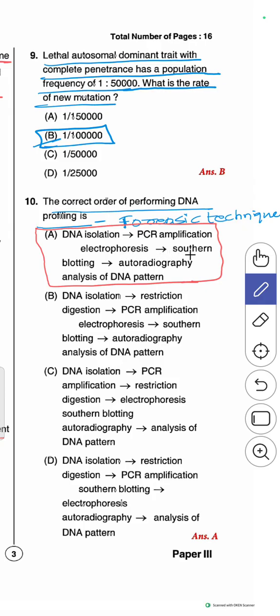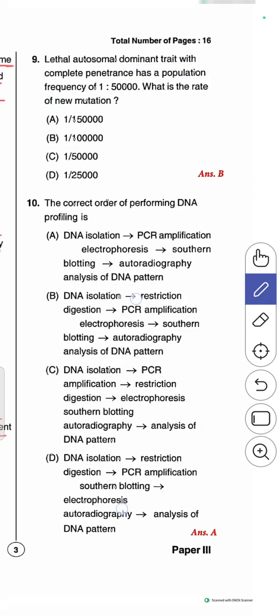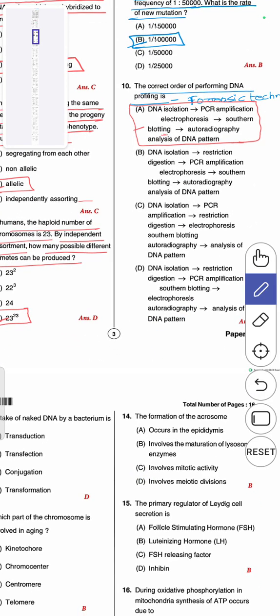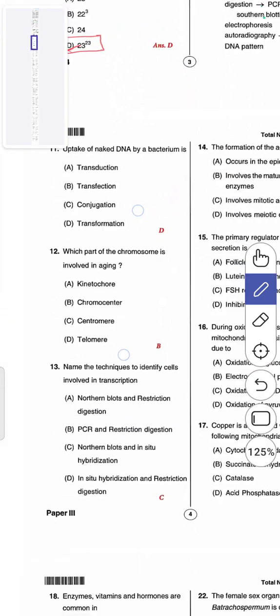After that, we do Southern blotting, then autoradiography, then the analysis of the DNA pattern. So A is the right answer for this DNA profiling or forensic technique. Then read out the next one, the 11th question.